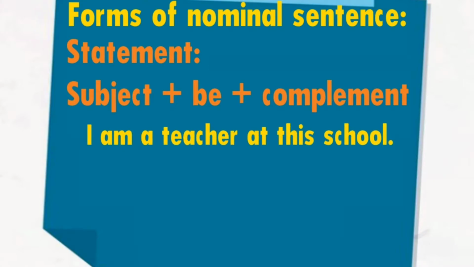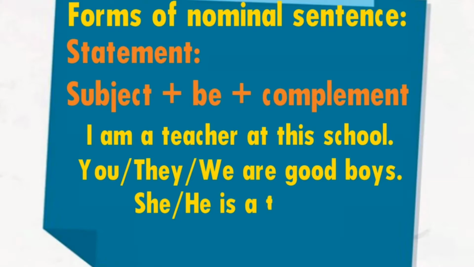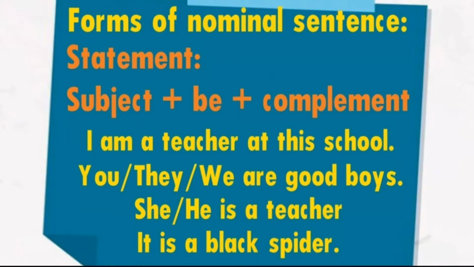The form of statement of nominal sentence is subject plus be plus complement. Be that is used in present tense of nominal sentence is, am, and are. And the complement here means whether it is noun, adjective, or adverb.